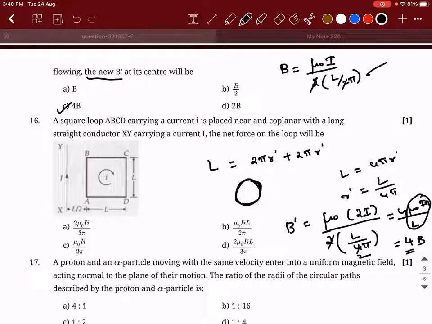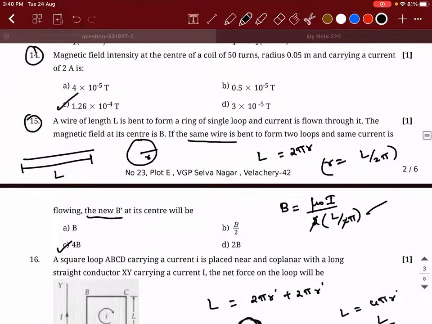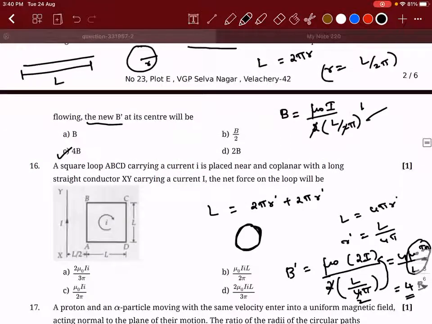Sir, how did you take mu naught I pi as B, sir? Pi will go to the numerator. Okay, sir. Here also pi will go to the numerator.